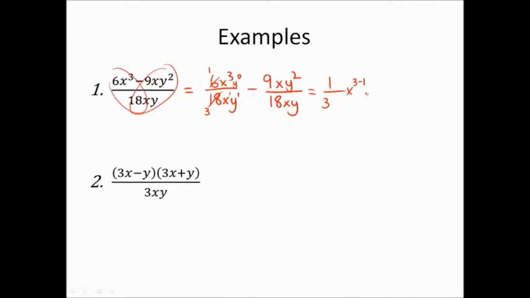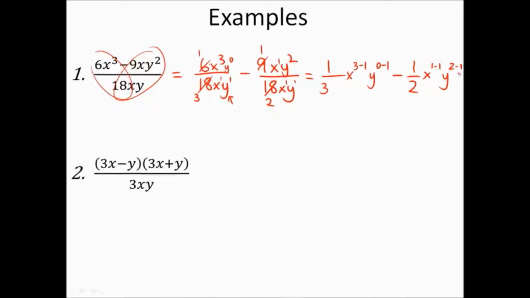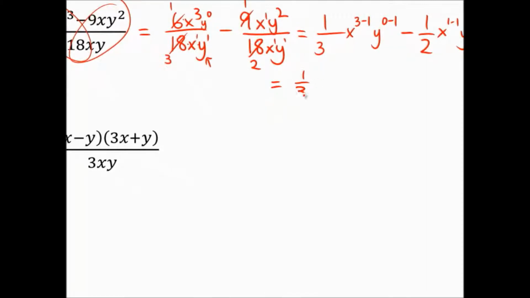So we're dividing, and really nothing happens to the y, it just stays there. But if you were to do it in this manner, you would see that it would give you y to the negative 1, which means just leaving it in the basement. So you could just leave it there if you'd like. Next, we've got 9 over 18, which we can both divide by 9, giving us 1 and 2. So 1 over 2, and then x to the, and these x's just cancel, 1 minus 1, and y to the 2 minus 1. So this gives us 1/3 x to the 2 and y to the negative 1, and minus 1/2 x to the 0, y to the 1.